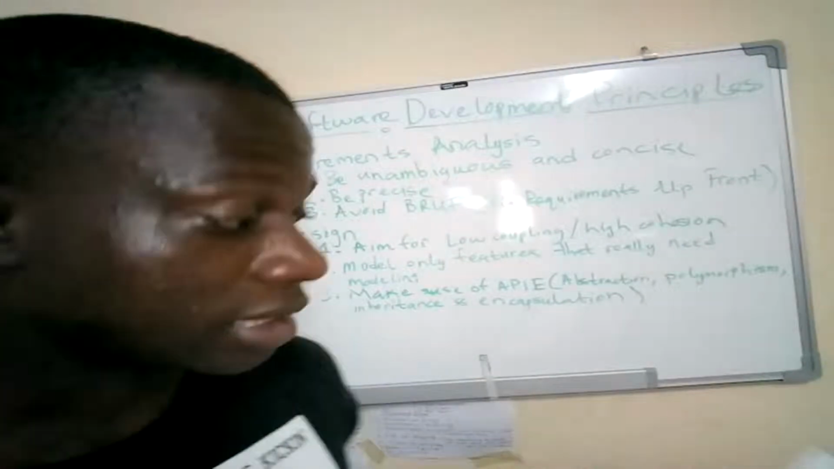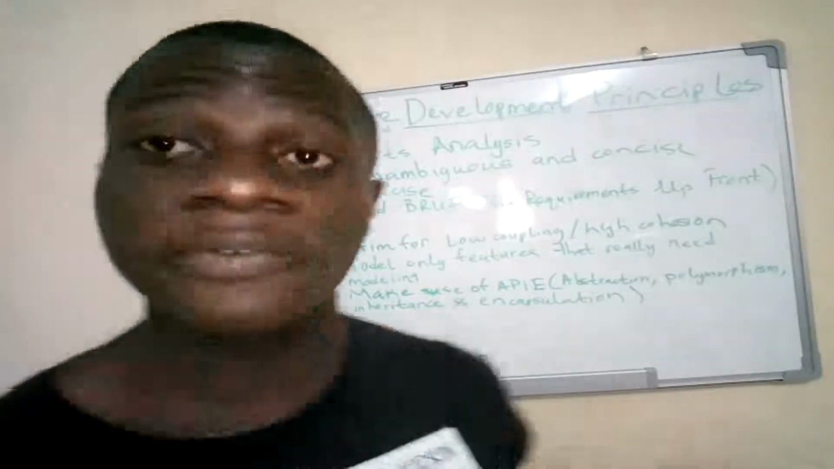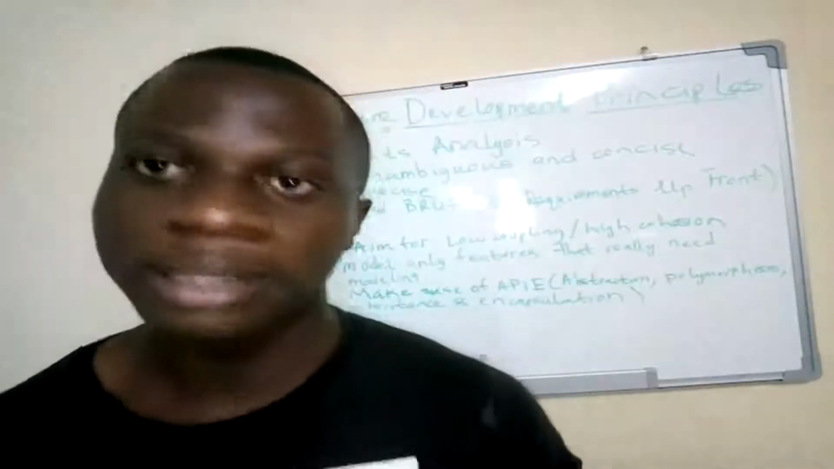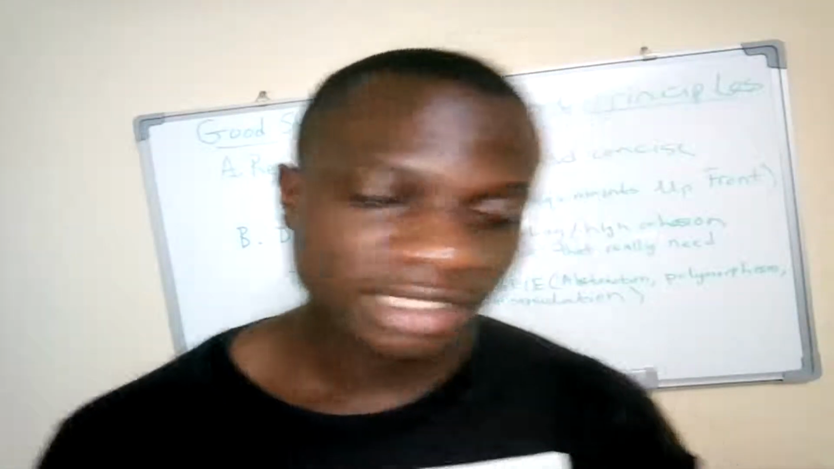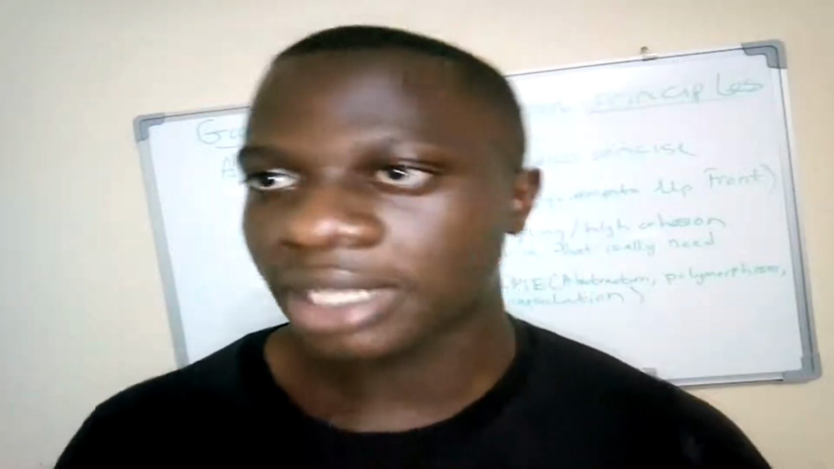Now, for the third point, which is at the level of implementation. So after you've done your requirements, you've produced your specification document, and you've done your good design, the next is implementation. That's coding. So what are some things that you should apply to improve your code?